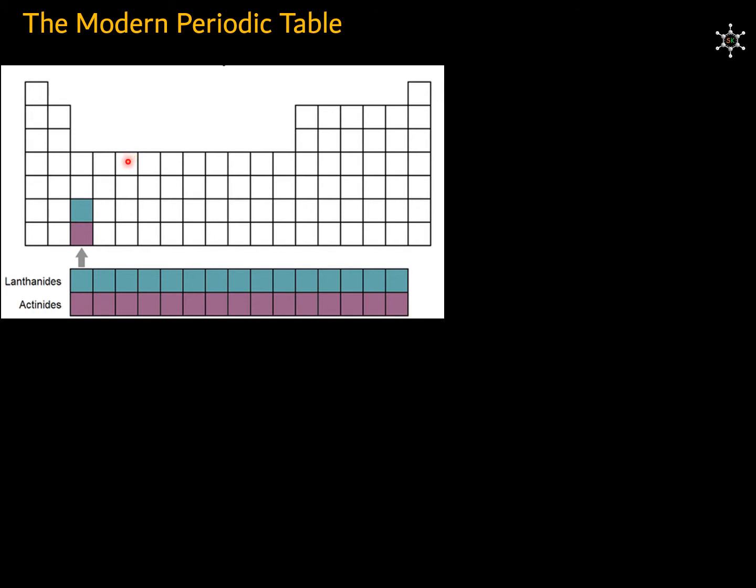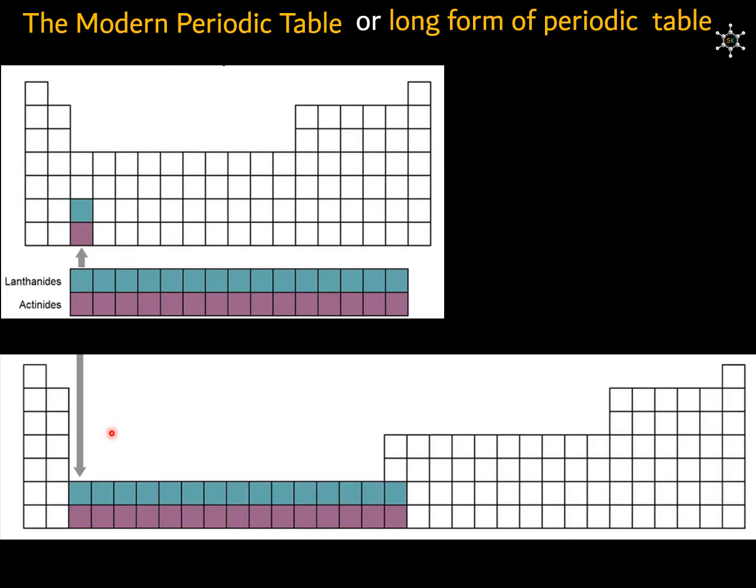This is the skeleton picture of the modern periodic table. We can see there are 18 groups and 7 periods. The two rows which we have written down are color coded and represented here. If we incorporate all these elements here itself, this is how the long form of the periodic table looks.